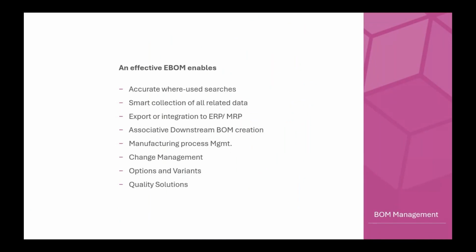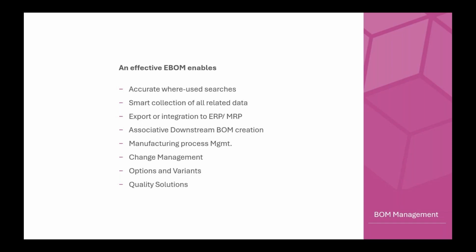Once you've got real control over that engineering bill of materials, you can perform very accurate where-used searches. If you identify a particular product, you can find out what end items or what assemblies and sub-assemblies that part is used in, and what manufacturing processes are involved in creating that component, which enables you to carry out extensive impact analysis on a change, let's say.